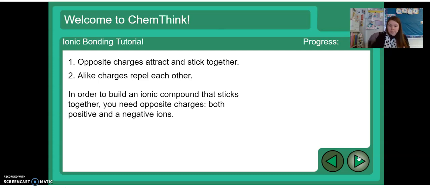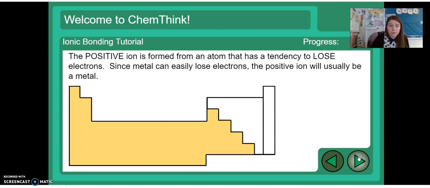So in order to build an ionic bond or an ionic compound that stays together and sticks together, I need two opposite charges. I need a positive cation and I need a negative anion. And as a rule of thumb, I should expect that I can find those cations and anions in certain places on the periodic table. So let's start with those positive ions.